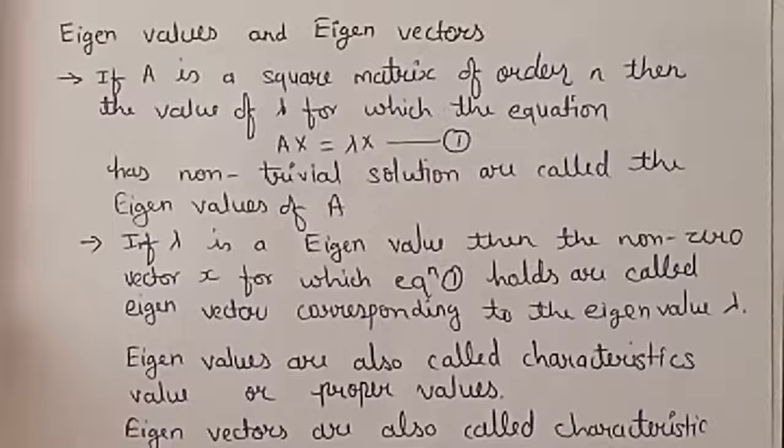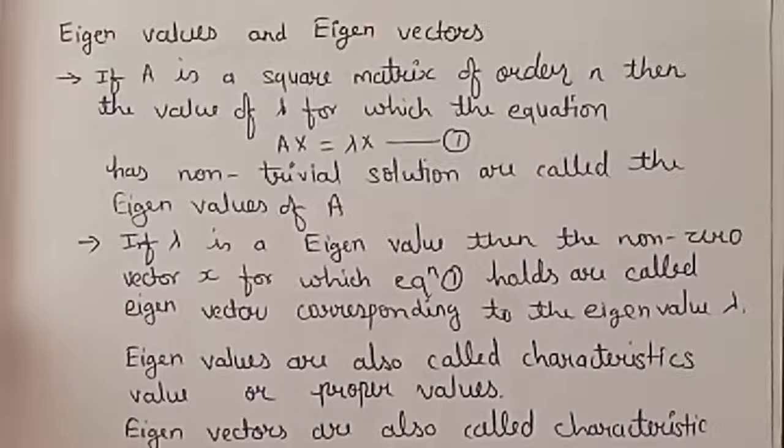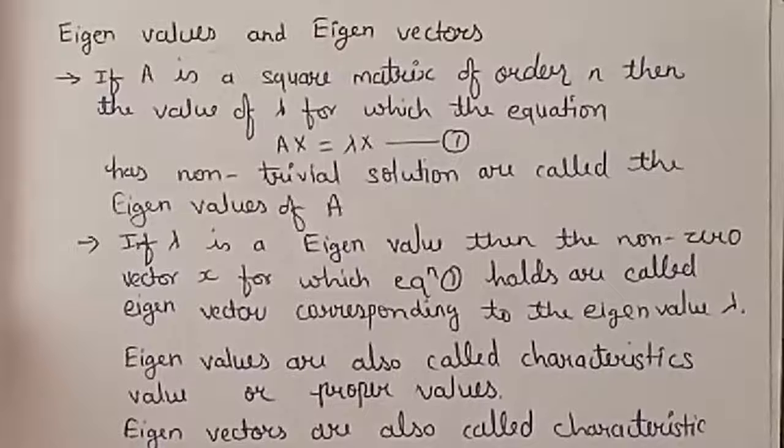Here, suppose we have A, any square matrix having order n, then the value of lambda for which the equation Ax is equal to lambda x has a non-trivial solution is called the eigenvalue of A. So we have Ax is equal to lambda x. This is the equation which we have. In this equation, lambda is called eigenvalue if it has a non-trivial solution.